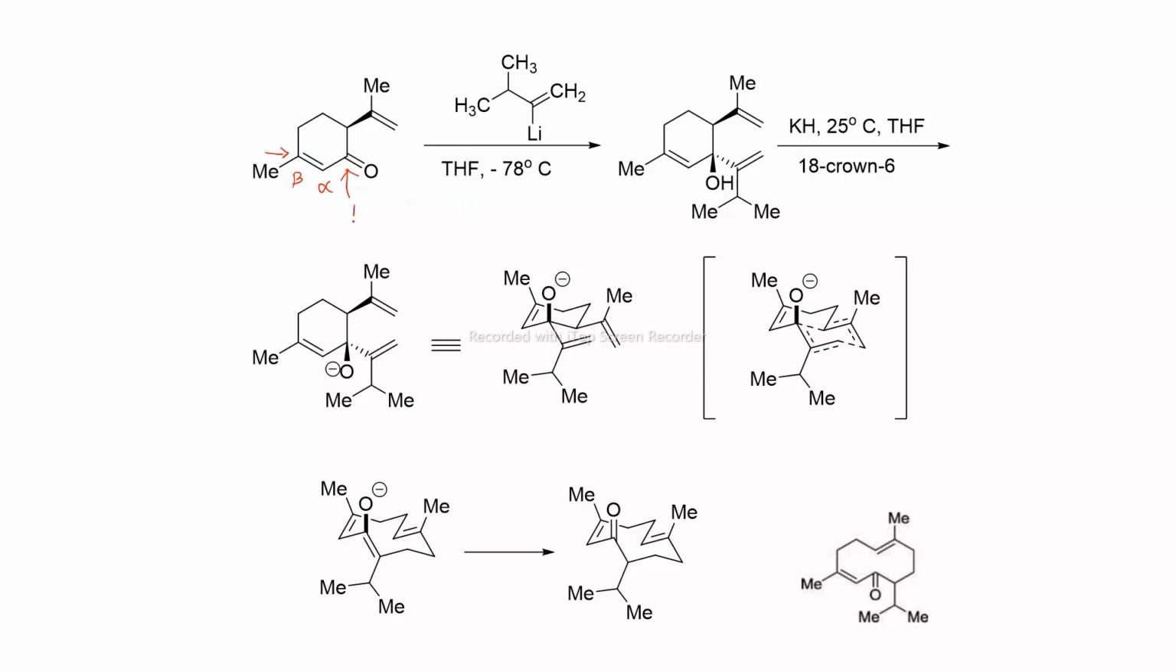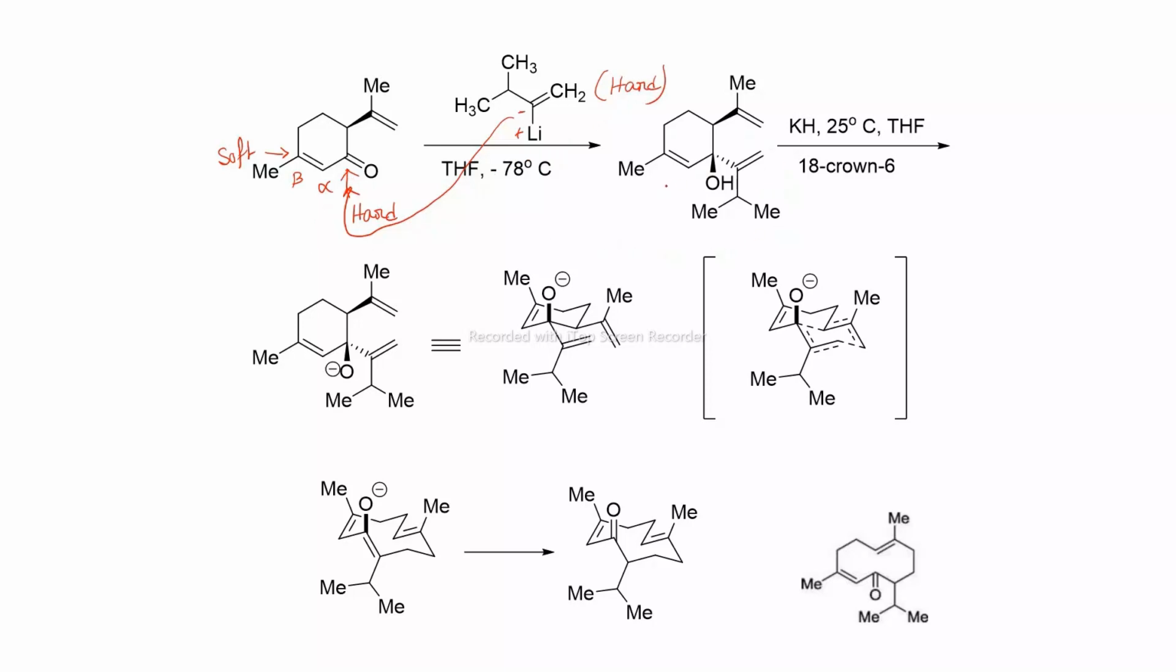So this is our hard center and this is our soft center. We all know that hard interacts well with hard and soft interacts well with soft. The Li plus is hard and the carbanion is hard in nature, so our nucleophile will attack at this position, because our nucleophile is hard in nature.